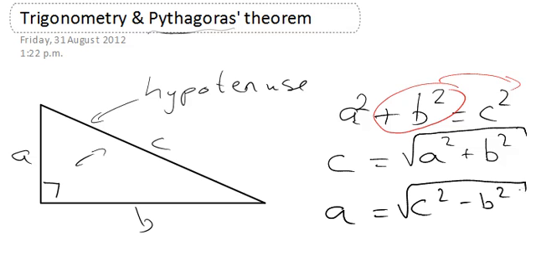Now that's the theory of Pythagoras. Of course, a and b are interchangeable because they're both shorter sides, so it doesn't matter which side you're looking for. So that's my idea. In the next video, we're going to look at some questions where you've got numbers and we actually do the solving.